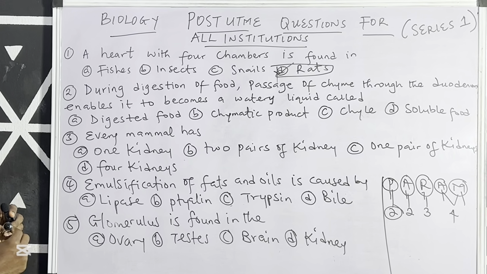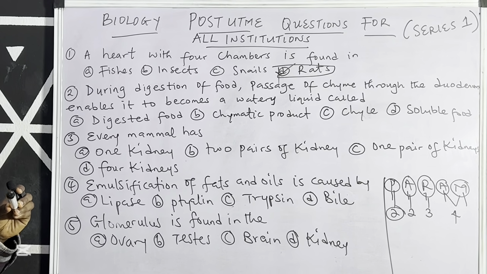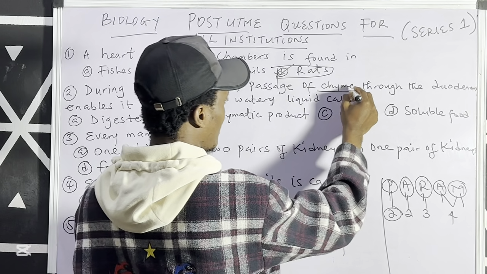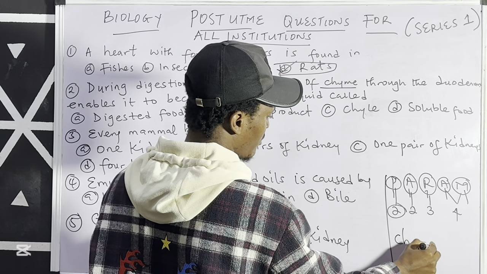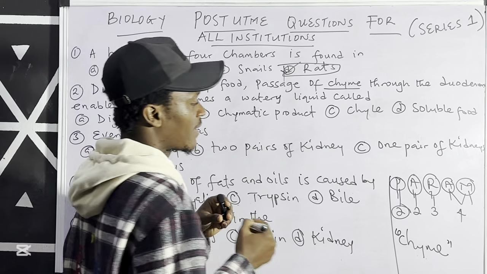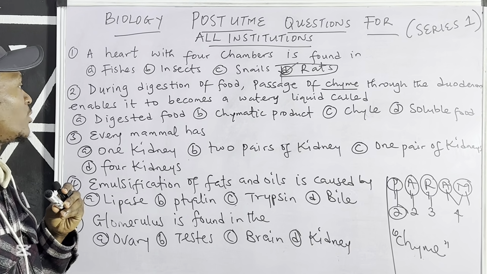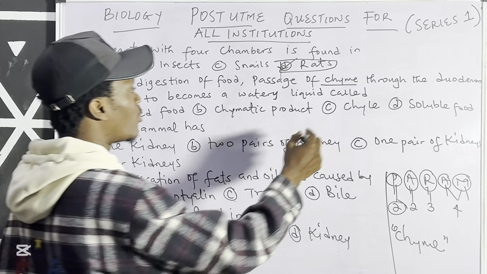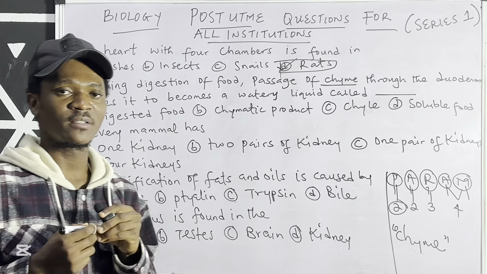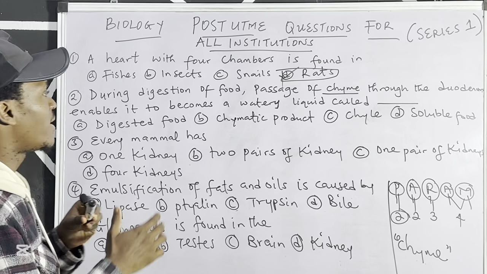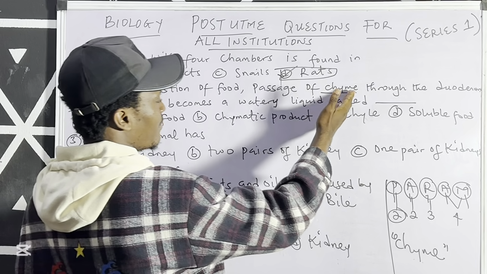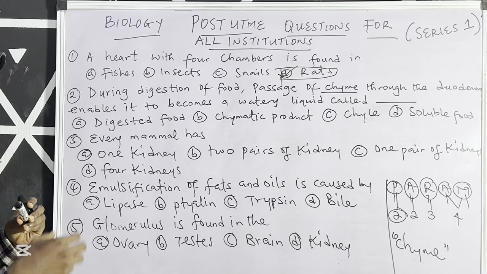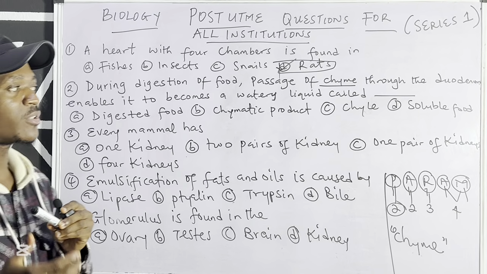So the next question, question 2. During digestion of food, passage of chyme, the one you say chime, whichever way you pronounce it. Now, the passage of chyme through the duodenum enables it to become a watery liquid called dash. So now they are asking us that when the food, which is the chyme, passes through the duodenum, it enables it to become a watery liquid called dash.